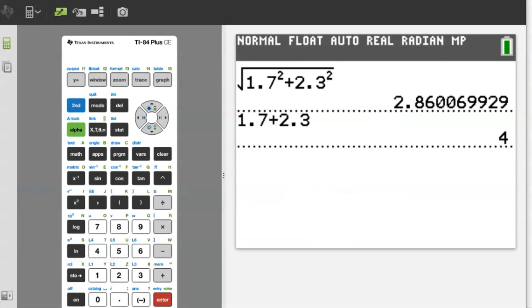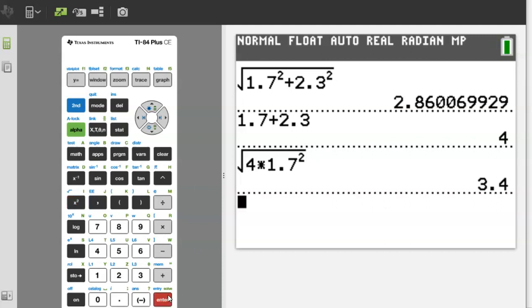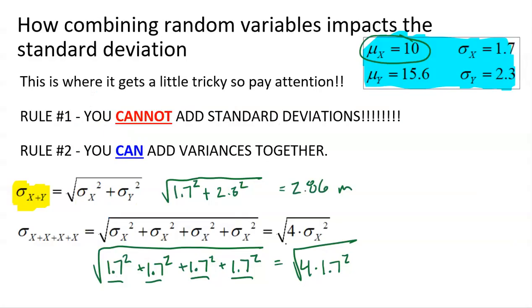All right, so let me show you on the calculator here. I'm going to type that in. I'm going to start with the square root. Again, I'm not going to do it in steps. I'm just going to let the calculator do it all at once. So I have 4 times 1.7 squared. Now you could actually do the 1.7 squared plus 1.7 squared plus 1.7 squared plus 1.7 squared inside the square root as well. This does make it a little bit faster to type, but there we go. I get a standard deviation of 3.4.